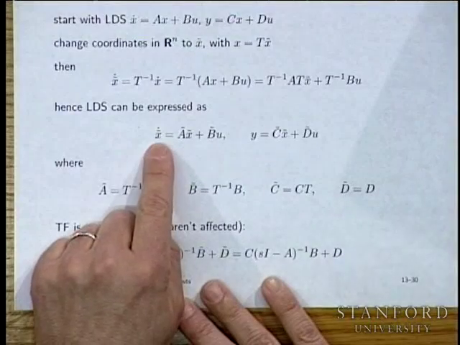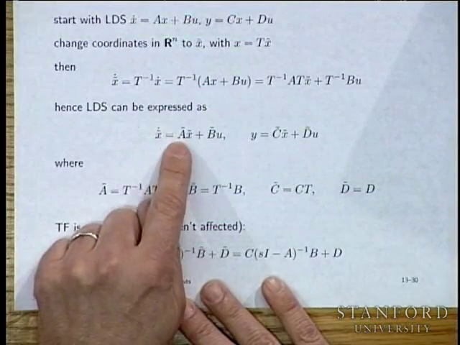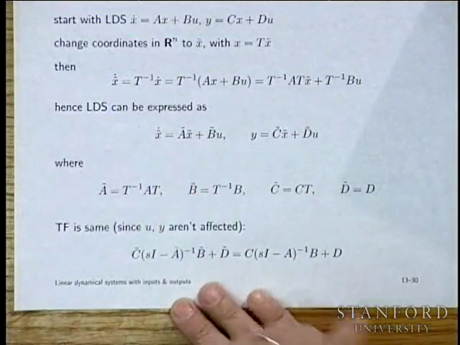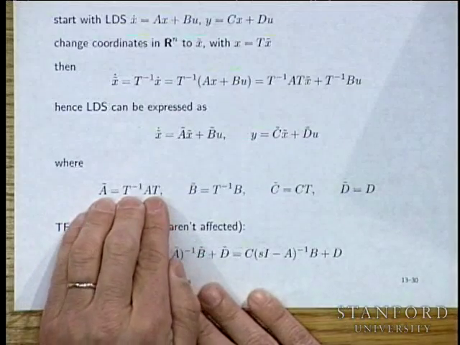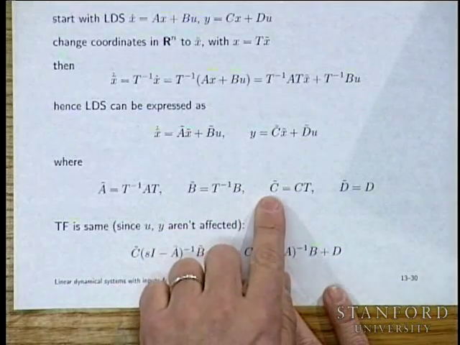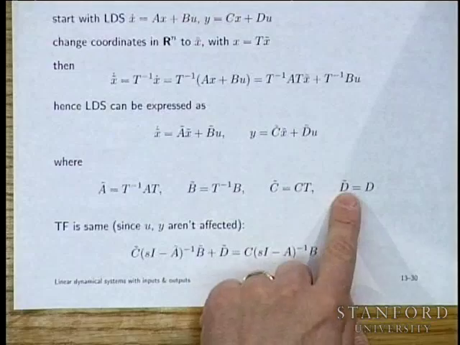Now, the linear dynamical system then looks like this. x tilde dot is A tilde x tilde plus B tilde u. y is C tilde x tilde plus D tilde u. And here A is the familiar similarity transform. B gets transformed by this T inverse. C gets transformed on the right, and D doesn't change at all.